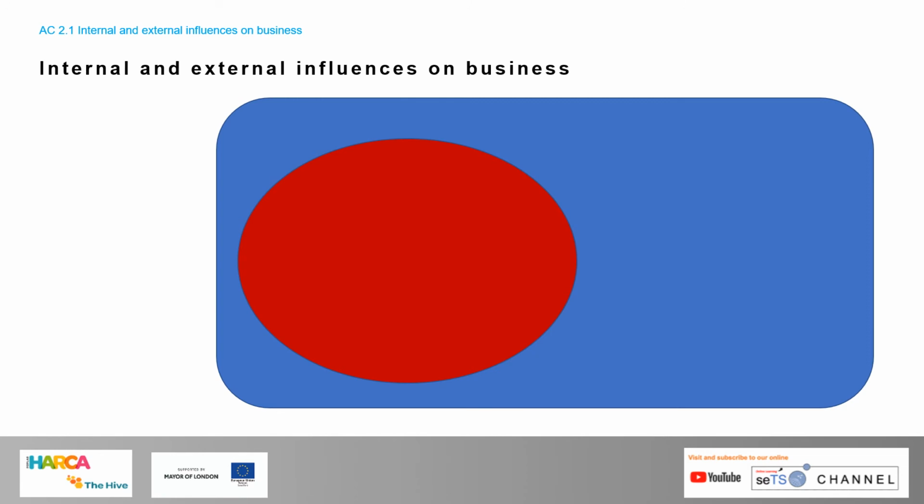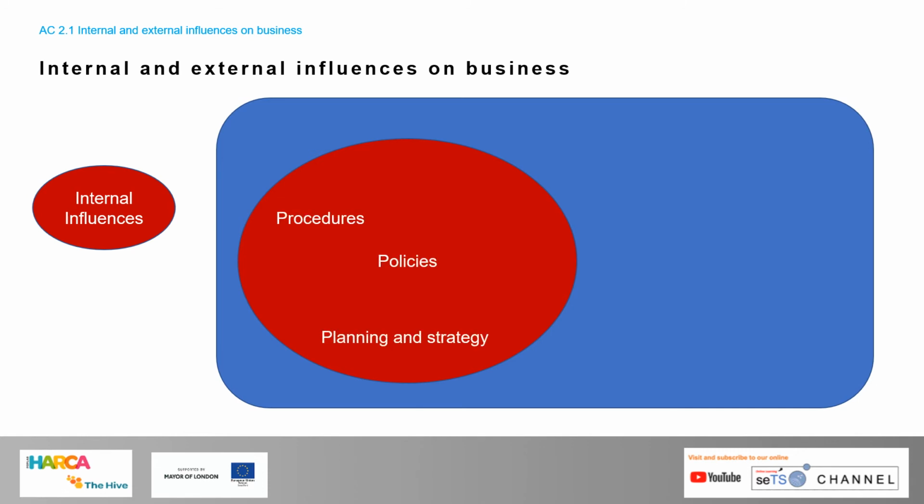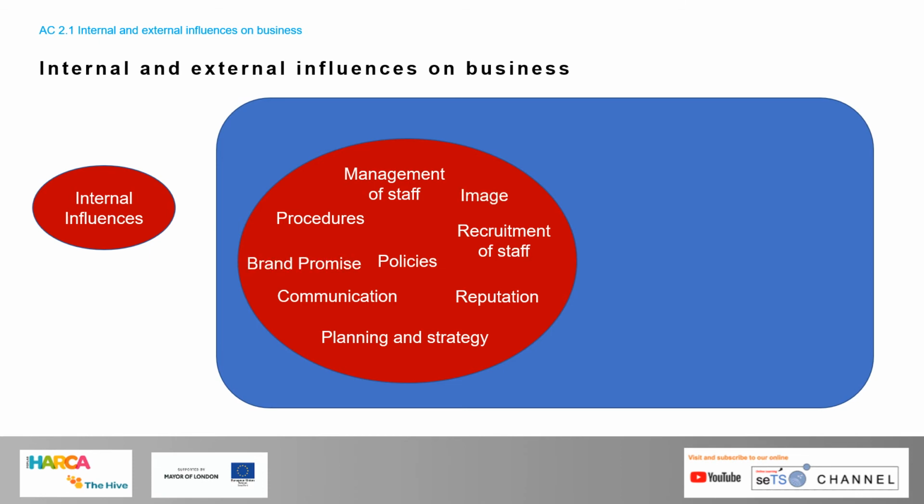Internal and external influences on business. The red is the internal influences. And these internal influences consist of things such as policies, procedures, the planning and strategy of a business, how the business manages its staff and recruitment of staff, the way the business communicates, its reputation amongst the staff and other businesses and the sector that it operates in, its corporate image and its brand promise.